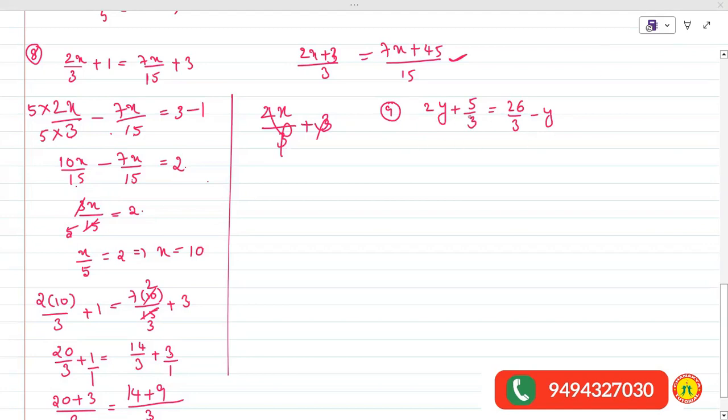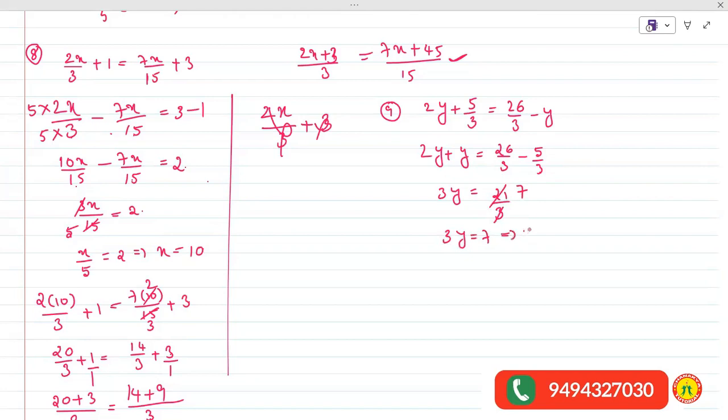Yes, when we are getting like this, we can take the variables separate. 2y plus y on one side, 26 by 3 minus 5 by 3 on the other. 2y plus y is 3y. Denominators are same, then 26 minus 5 is 21. 21 by 3, 3 sevens. So 3y equals 7, your y equals 7 by 3.